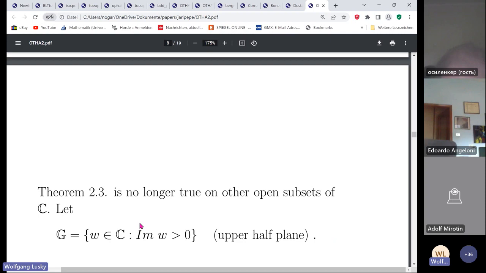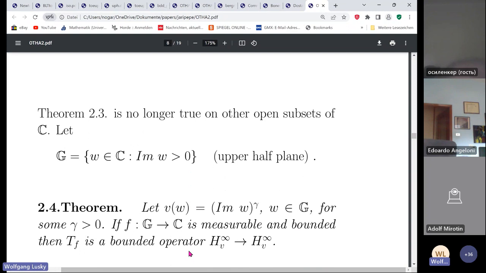If I go over to the upper half plane, consisting of all complex numbers w such that the imaginary part of w is positive, and I consider a classical weight here, which would be just the imaginary part of w to the gamma for some given positive gamma, then I can take any measurable and bounded F, and I end up having a bounded operator, Toeplitz operator T sub F, bounded with respect to the weighted sup norm. The reason for this is that one can come up with a very explicit representation for the reproducing kernels in connection with these weights here. And then this becomes just an evaluation of the defining integrals, and we end up having this. In particular, this is true, of course, for bounded harmonic functions.